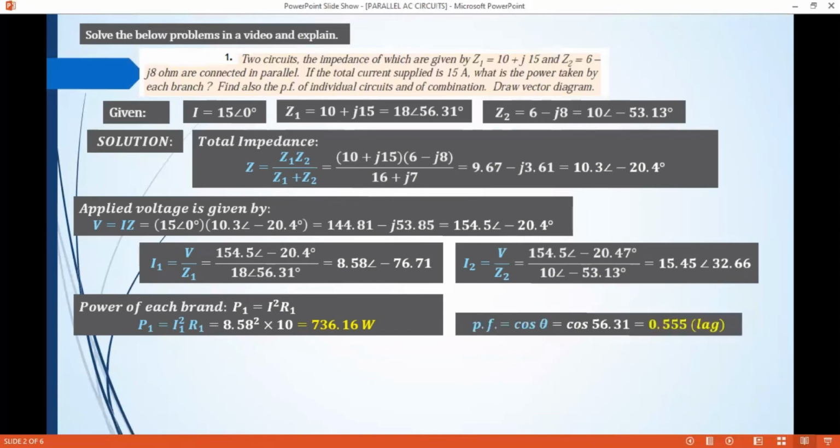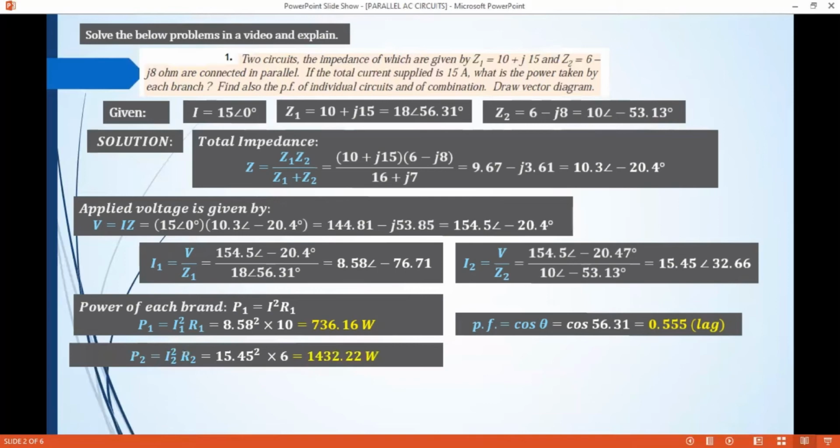So next is to solve for the individual power factor. So the formula for the power factor is cosine theta. So we have here 56.31 from the impedance 1 angle. So we have cosine 56.31, so 0.555. I labeled it lag, but later on I will discuss why it is lag, based on the vector diagram also.